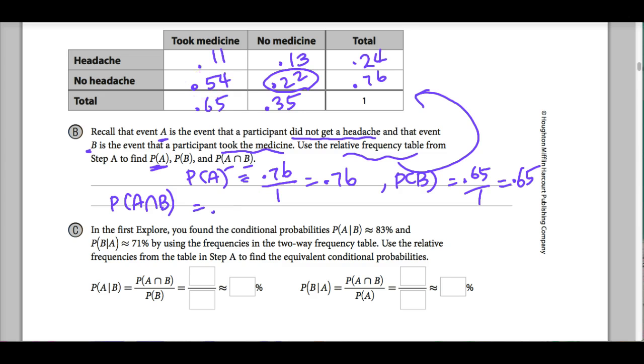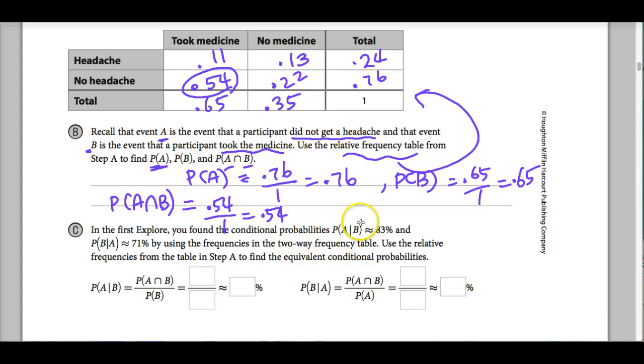So I'm going to have to erase that. Okay, because A was did not get a headache and B is took the medicine. So no headache, took the medicine is actually 0.54. So it's going to be 0.54 over 1, which is the same as 0.54. Okay, so we got these 3 answers, which looks kind of messy, but that's just how it is, right? And then what do we do? Let's take a look at the next question.